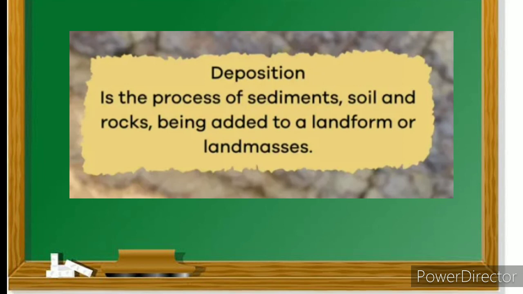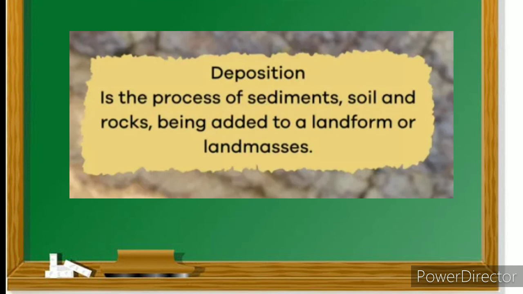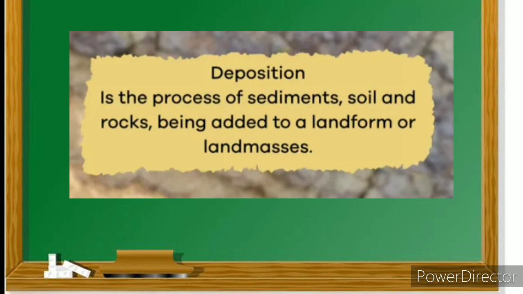Deposition. Deposition is a process of sediments, soil, and rocks being added to a landform or landmass. So deposition is a natural result of erosion, where sediments are transferred to and deposited somewhere. Deposition is where the sediments created by erosion end up. The most typical example of deposition would be frost. Frost is the deposition of water vapor from humid air or air containing water vapor on the soil surface.